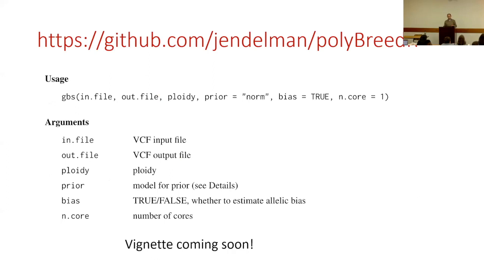So this function is called just GBS, and it's in the polybreeder package, which you can find at this link on my GitHub site. It takes an input VCF file, it gives you back an output VCF file. You specify the ploidy, you have to give it the name of the prior you want to use, and these are the same names that are in the updog package, so you can check the reference manual and the tutorials for updog to know what those options are. There's no vignette yet on my GitHub site. The function is there and documented, but I'll be working to make a vignette there so you can see more clearly how to use it soon.